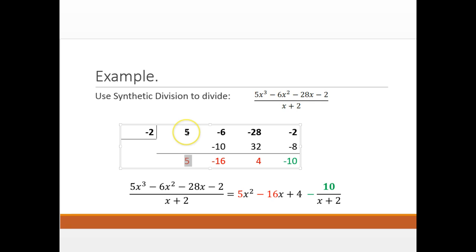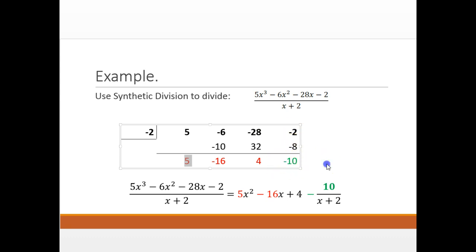Now I start my synthetic division. 5 times negative 2 is negative 10. That now goes in the next column on the second row. I now add, you get negative 16. Negative 16 times negative 2 is a positive 32. That goes in the second row on the next column. So negative 28 plus 32 is 4. Repeat again. 4 times negative 2 is negative 8. Negative 2 plus negative 8 is negative 10.